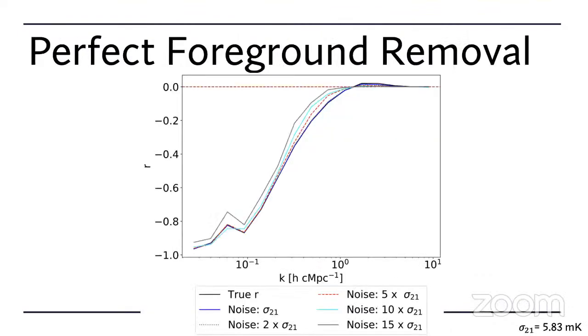I first want to start out by assuming perfect foreground removal. So if we've perfectly removed foregrounds and we just have noise, the noise I simulate is Gaussian noise, and the sigma value, which I base off of the 21 centimeter signal's sigma value, is the sigma used for the Gaussian noise. So sigma, 5.83 millikelvin, is roughly 600 hours of SKA observation noise, and 10 sigma would be 6 hours of SKA observation noise. What you can see is, even though there's a small deviation, cross-correlating even with 6 hours of SKA noise, we can very well recover the underlying R coefficient.